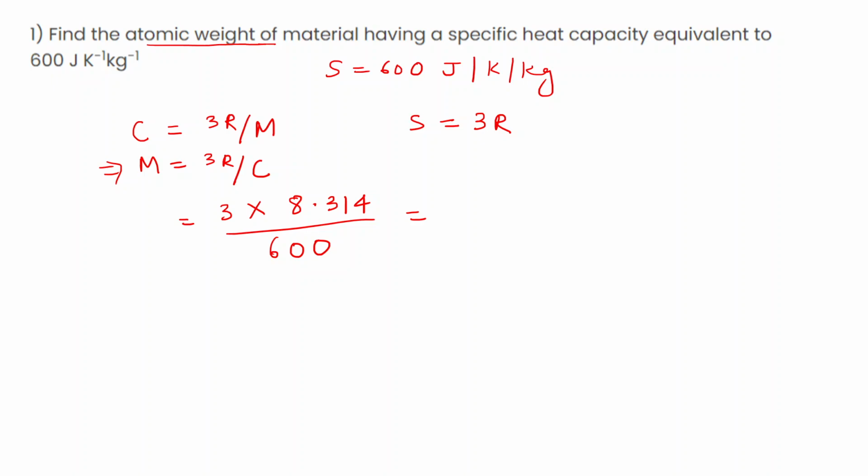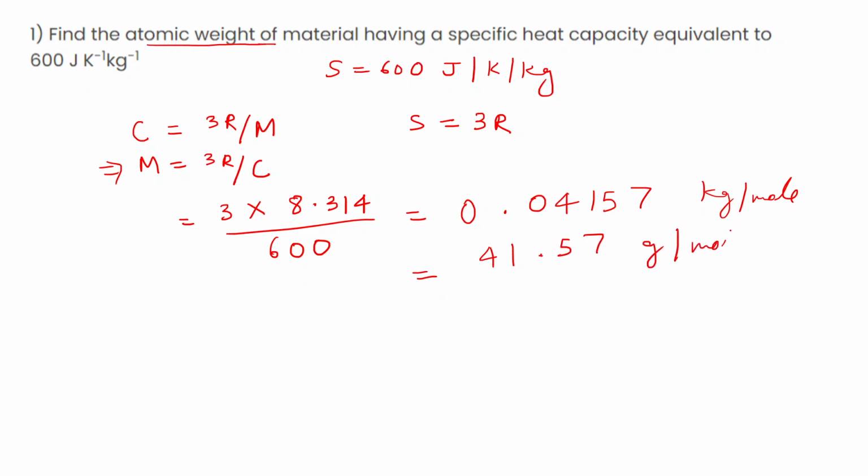3 times 8.314 divided by 600, it is 0.04157 kg per mole, which if I put it in gram, then it will be 41.57 gram per mole. This will be the answer.